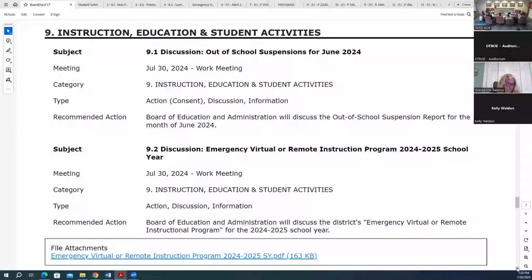But should we have to go into a remote schooling situation again, that plan is in place so that we are ready and prepared should we have to go remote. It's a report that we submit to the state each summer. Anyone have any questions? Let's hope we don't need it. Yes, exactly. All right, planning and construction, there is no report, so we will move on to policy.